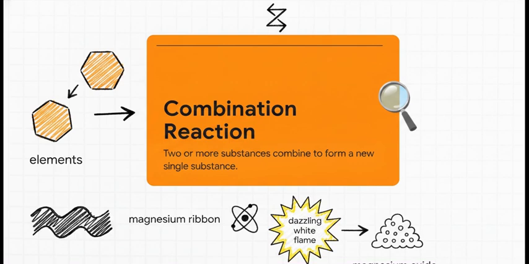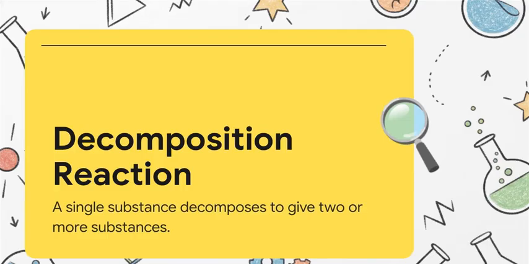It is beautifully straightforward. But hey, what goes up must come down, right? Decomposition is the exact opposite. This is where a single substance breaks apart into multiple pieces. Usually, this needs a little bit of heat to get going, but it represents the logical unraveling of a compound. A fantastic example from our sources is zinc carbonate breaking down under heat to form zinc oxide and carbon dioxide gas.